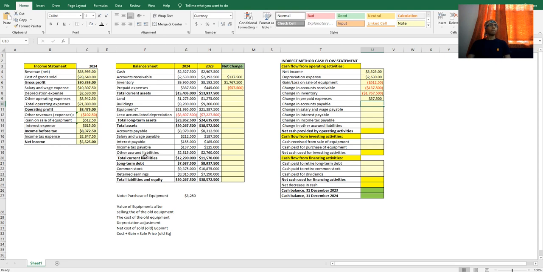Change in accounts payable. Again, we have to see if there is an increase or decrease. There is an increase. So this will be a positive entry because this represents a net cash inflow. Change in salary and wage payable. First, let us see whether it has increased or decreased. This has increased. So a payable has increased. Obviously, this represents a positive entry.